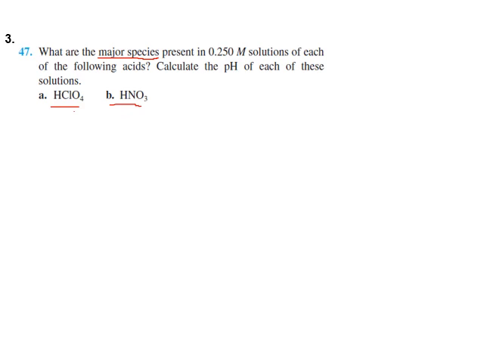And then to do the pH, since these are both strong acids, you're going to get the same value. All you have to do, since they're strong acids, we assume that the concentration of the H3O plus for both of these is going to be 0.25.